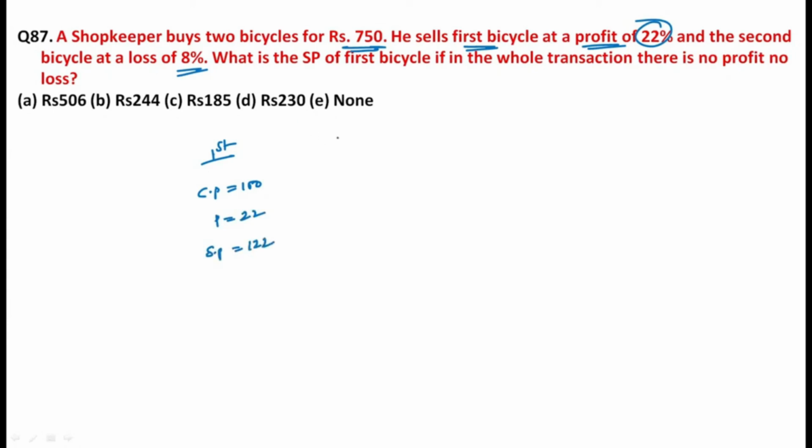And the second bicycle is sold at a loss of 8%. Again, cost price is equal to 100, and the selling price is equal to 92. Then, for the whole transaction, no profit, no loss. Guys, here the value is equal to 200. What is the value here? 122 plus 92: 2 plus 2 is equal to 4, 9 plus 2 is equal to 11, it's 214. Guys, here one thing you need to observe. It's 200, and it's 214.